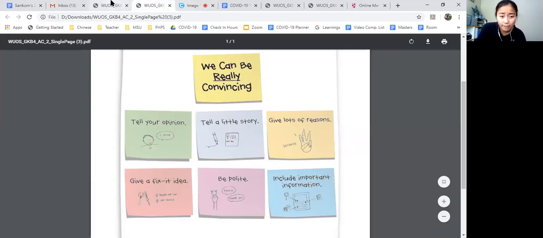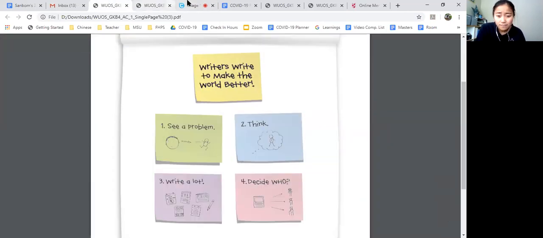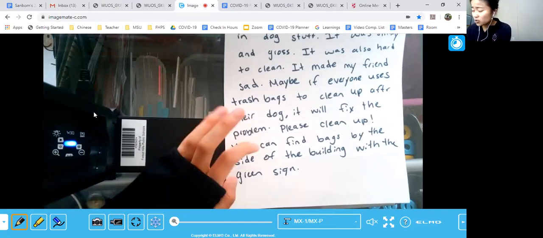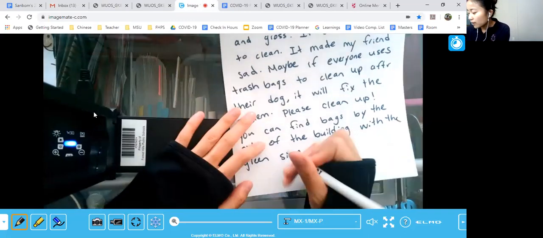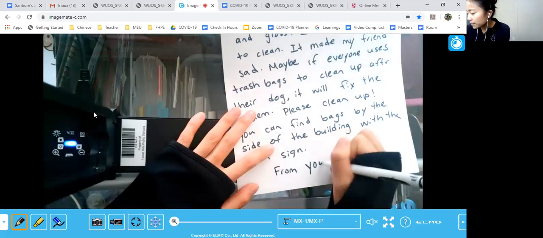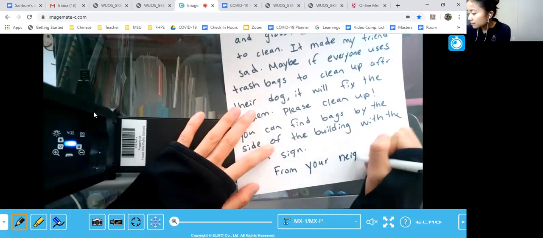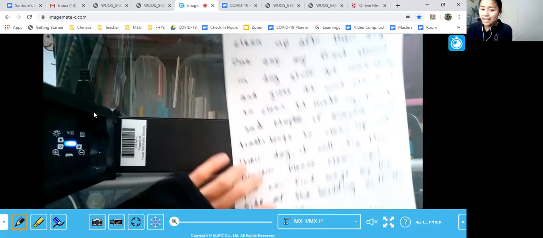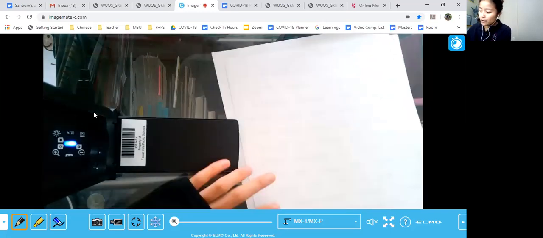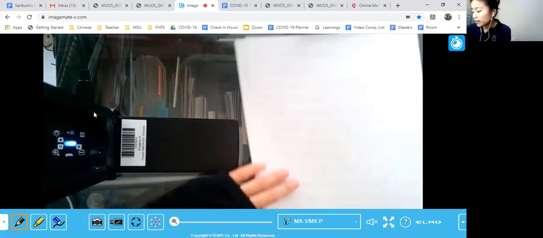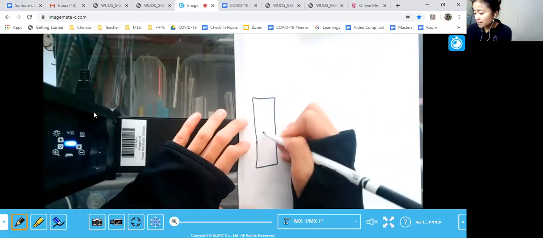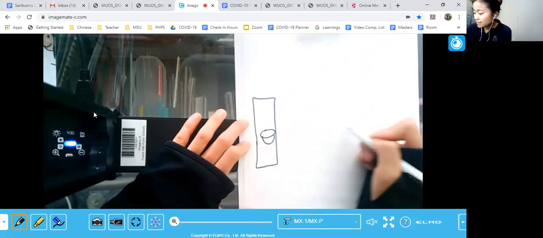So I guess all I need to do next is decide who it goes to, which I already did. It was my neighbors, and do some pictures. I'm going to say, from your neighbor. And now I just need to draw a picture on the other side so that people know exactly what to look for. So this is the green sign, the bag.